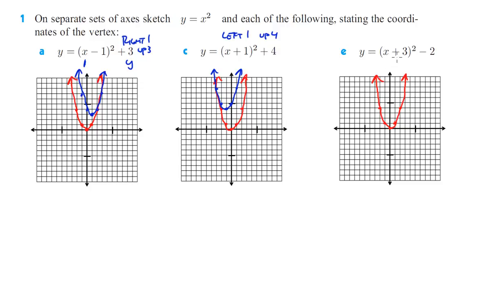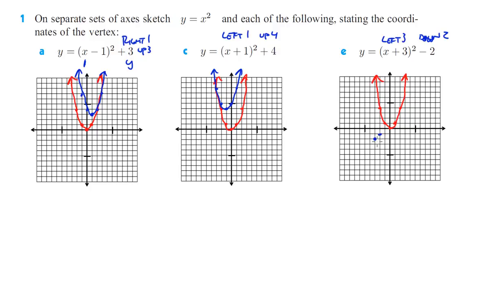Negative 3 plus 3 gives us 0, so it's to the left 3, and then it's negative 2, so it's down 2. That's an O, down 2. That's OW. Gosh, hard to read my writing. So we're going to go to the left 3 and down 2, and there's our new vertex for the parabola.